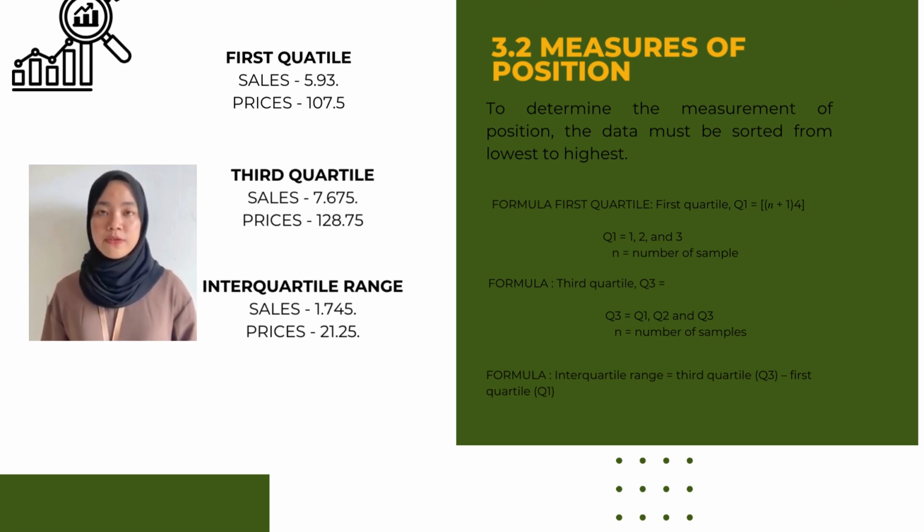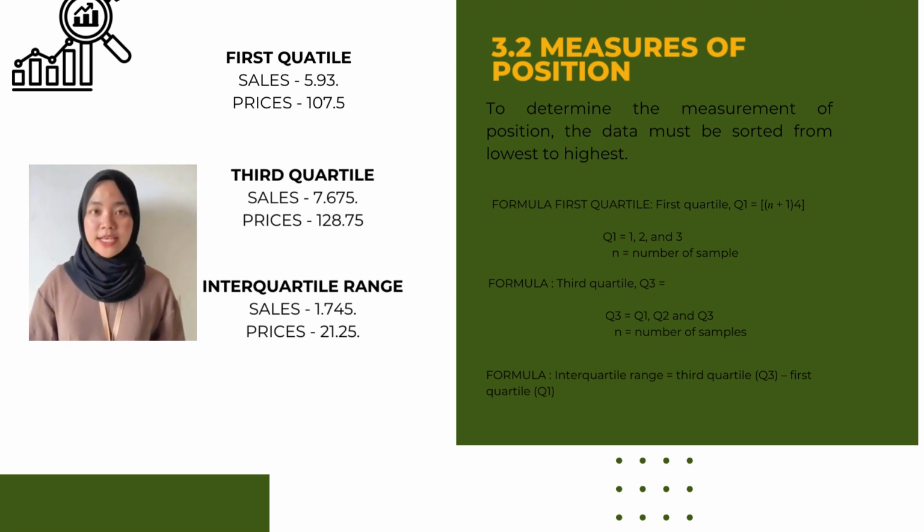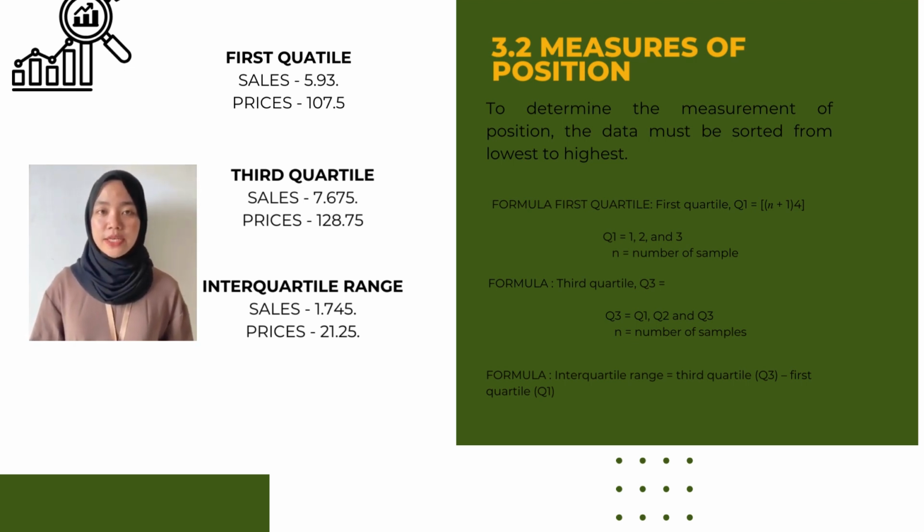107.5. Formula for third quartile, Q3 equals 3 times (n plus 1) divided by 4, where n equals number of samples. The third quartile of price is about 128.75. Formula for interquartile range equals third quartile Q3 minus first quartile Q1. Interquartile range of sales is 1.745. Interquartile range of price is 21.25.